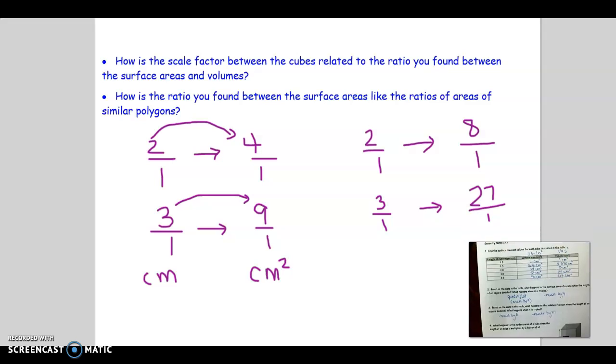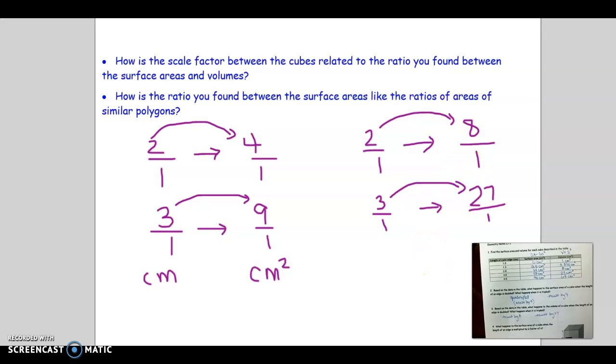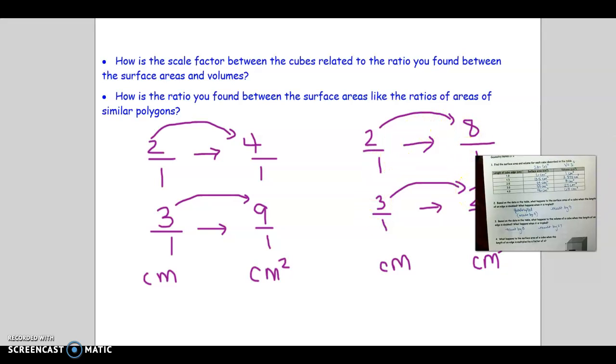What's happening this time to these numbers? What makes a 2 become an 8 and a 3 become a 27? I hope you can tell that that's being cubed. So this linear measurement is changing to a cubic measurement. And so the ratio of the linear measurements has to be cubed to get the ratio of the volumes.